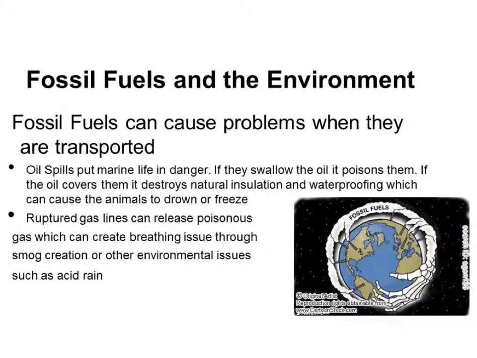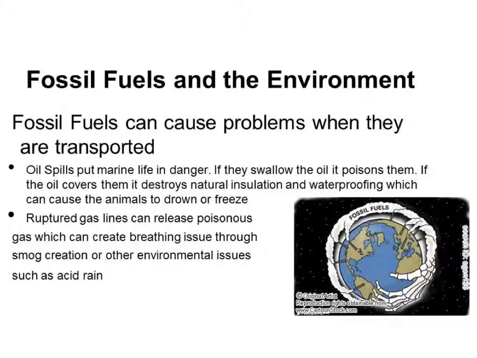Now, fossil fuels can cause problems when they are transported, and this can be a pretty serious thing for the environment. So oil spills put marine life in danger. If marine life swallows the oil, it poisons them. If the oil covers them, it destroys natural insulation and waterproofing, which causes the animals to drown or freeze. And another thing, when you're transporting natural gas through pipelines, ruptured gas lines can release poisonous gas, which can create breathing issues through smog creation.